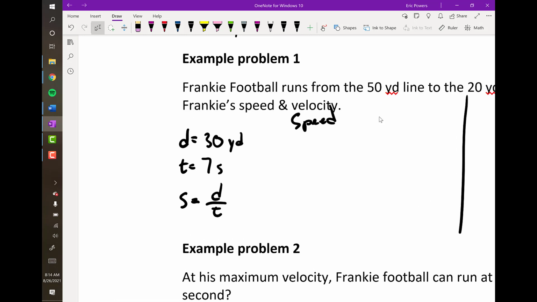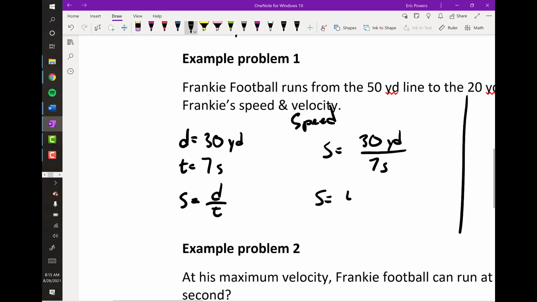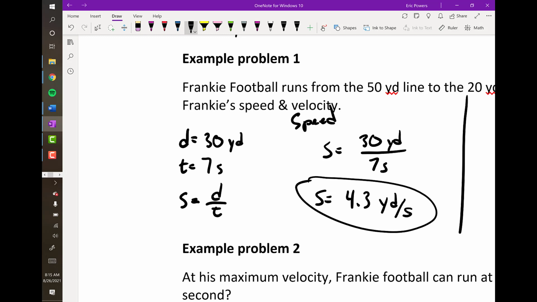Okay, let's plug it in. Step three. Speed is equal to 30 yards over 7 seconds. And so that means, let's see here, 30 divided by 7, we'll call that 4.3 yards per second, because I'm just keeping those. They don't cancel each other out. And then circle.